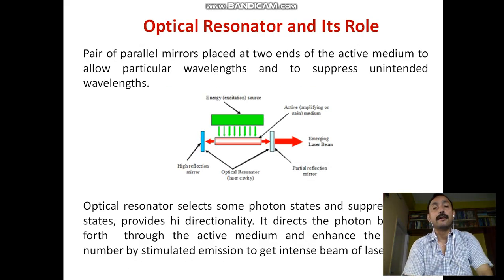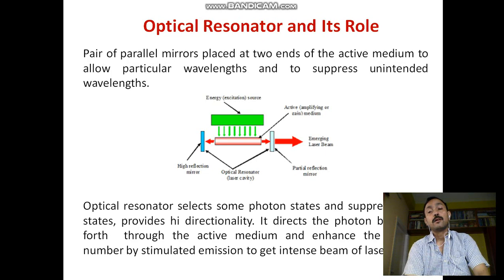Optical resonator and its role. A pair of parallel mirrors, these two parallel mirrors at the two ends of the active medium. This is the active medium. They allow particular wavelengths and suppress unintended wavelengths. The optical resonator selects some photon states and suppresses other states, and provides high directionality. This is the basic nature of laser light.